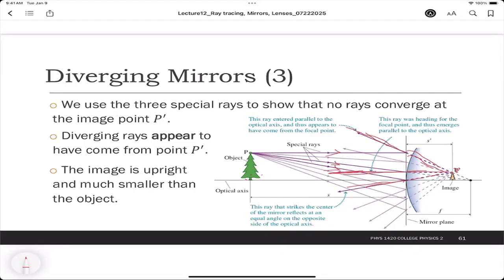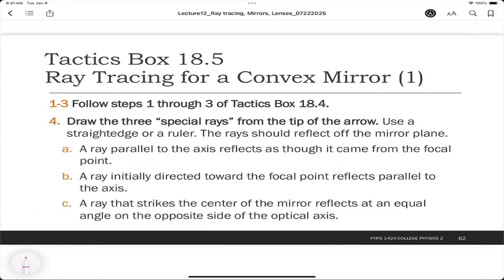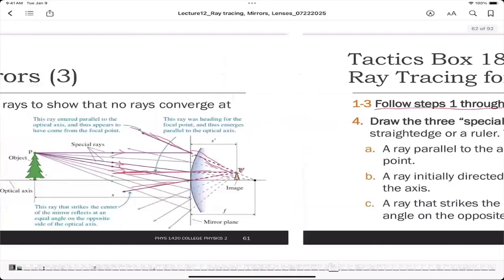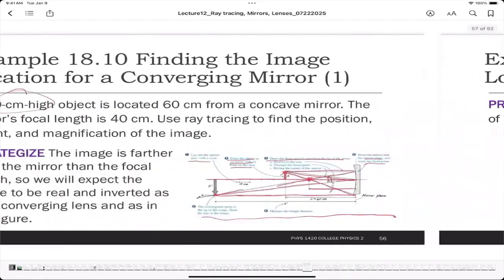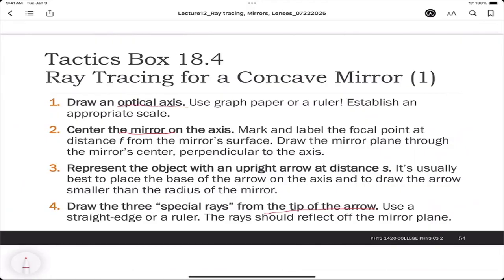Okay, let's continue to talk about it. This is how to do the ray tracing for a convex mirror. From step 1 to 3, it's similar to text box 80.4. Firstly, draw an optical axis and center the mirror on the axis and represent the object with an upright arrow at a distance s.